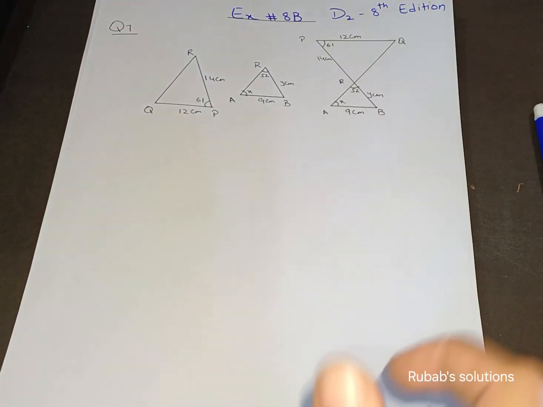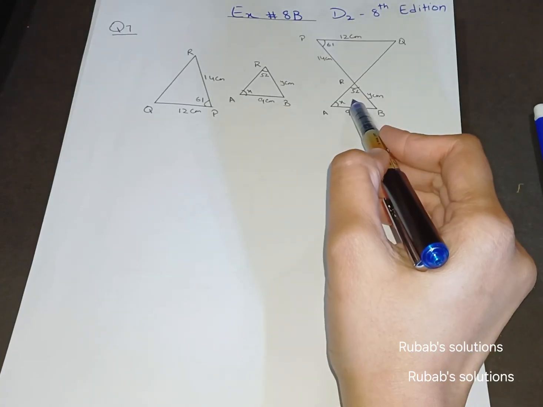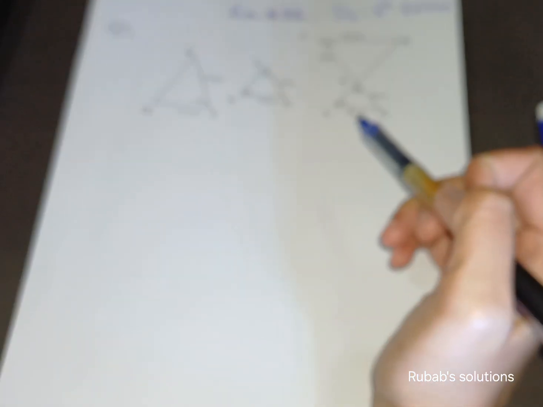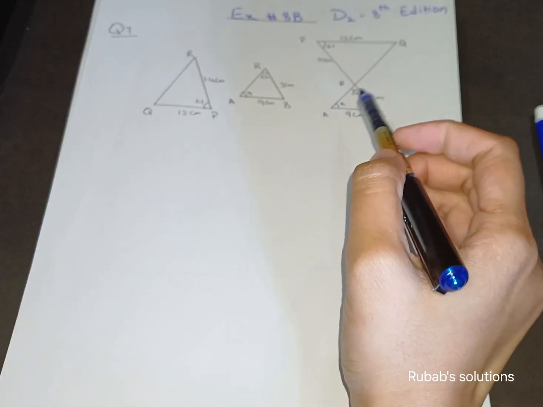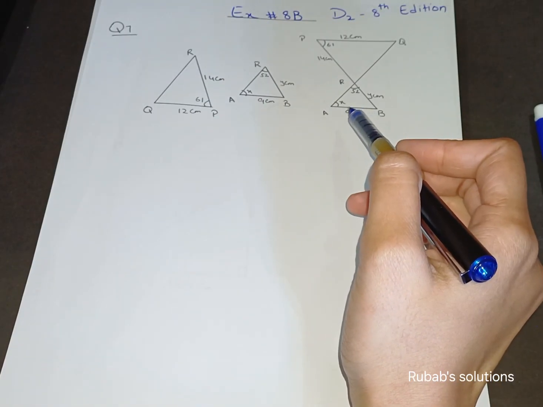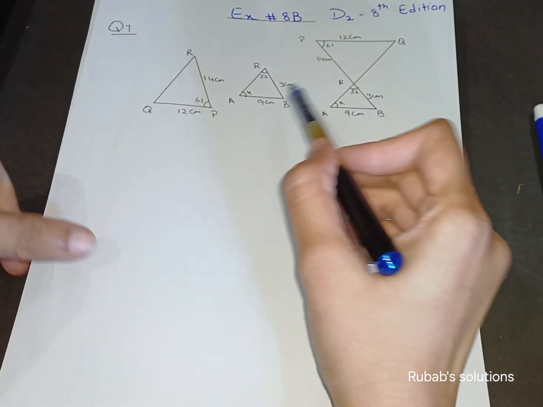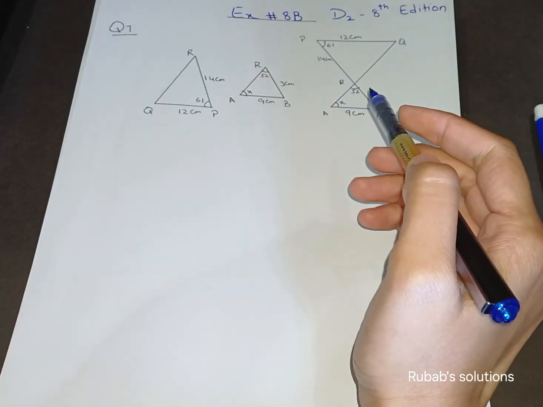Today we have to do question number 7 of exercise 8b. In question number 7 we have two triangles. These two triangles are similar to each other. We have to find the value of unknowns. And remember that whenever there is a combination of two figures, it's better to separate them. So I have separated them; this is a small triangle R.